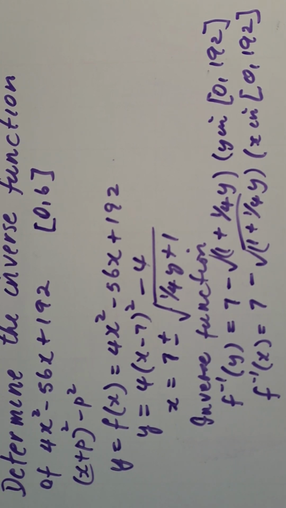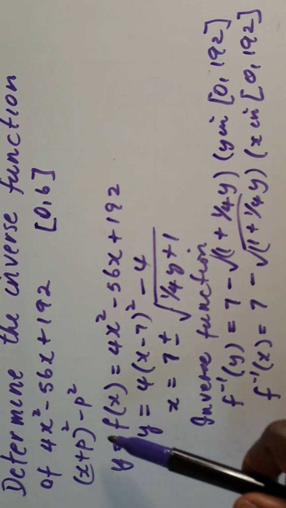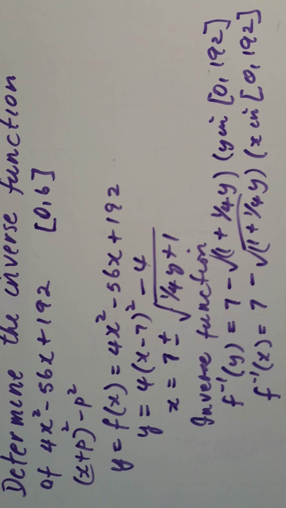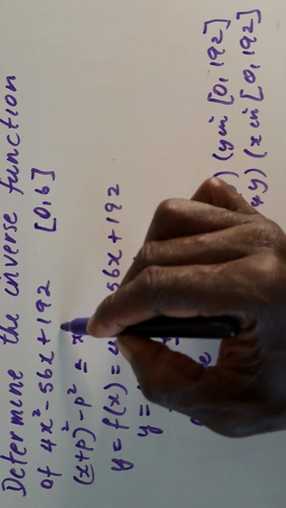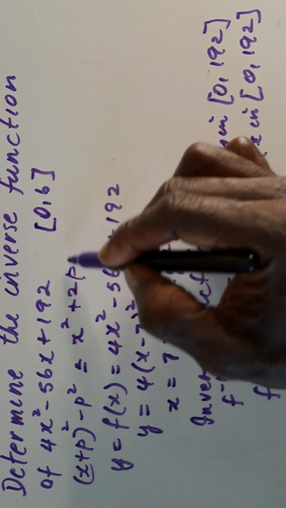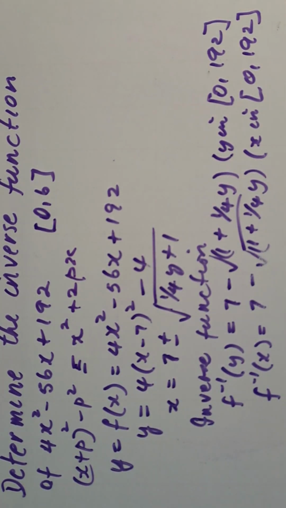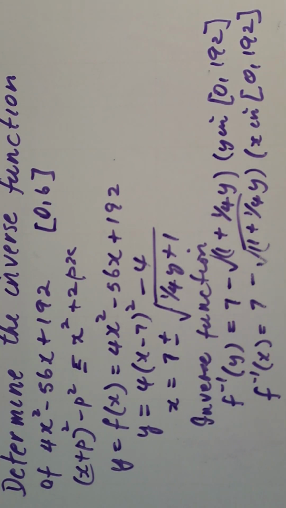So there you have it. First, we applied the completed square form using this identity, this is equal to x squared add 2px. We factorized, rearranged it, and found for x, and then we found the inverse function within the domain specified for f. Thanks for watching.